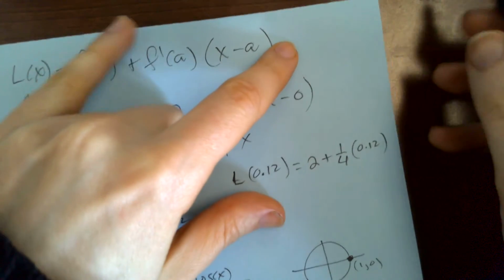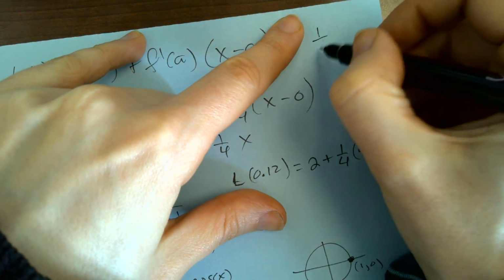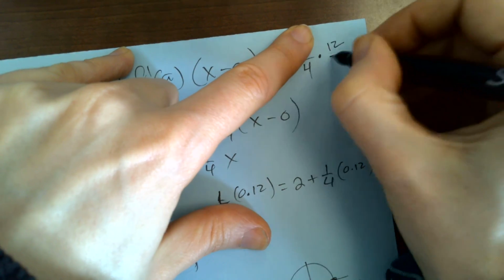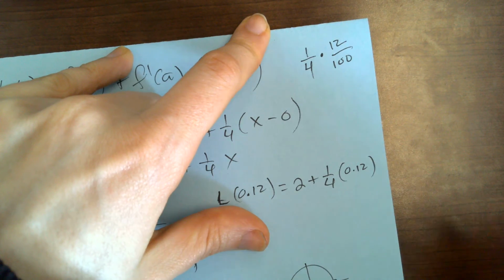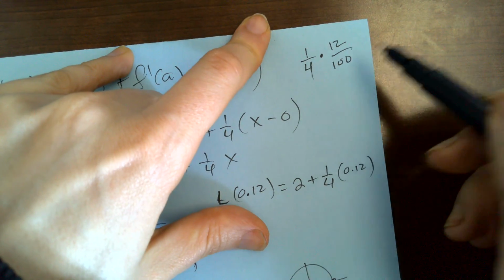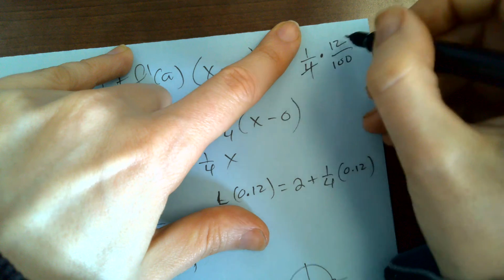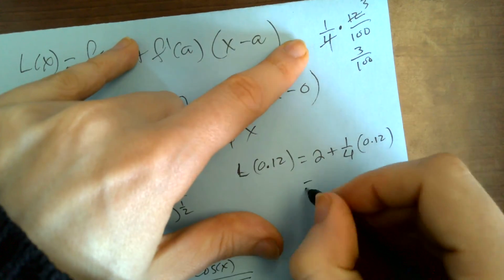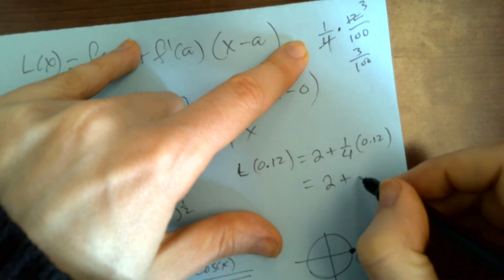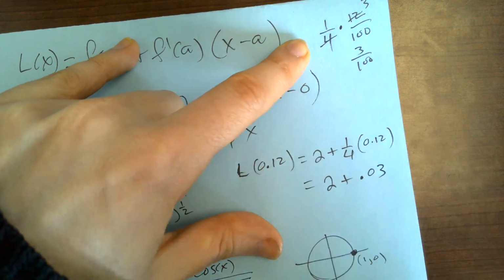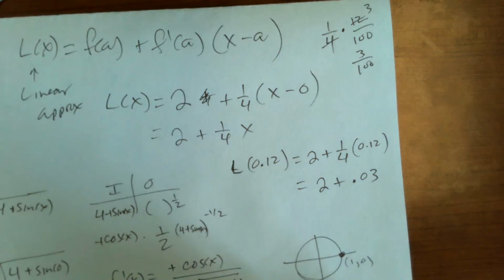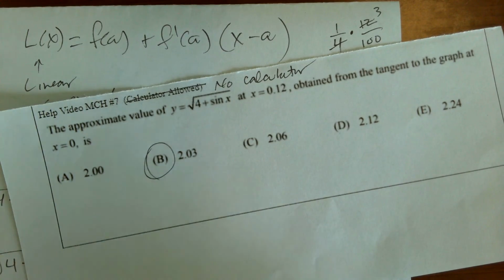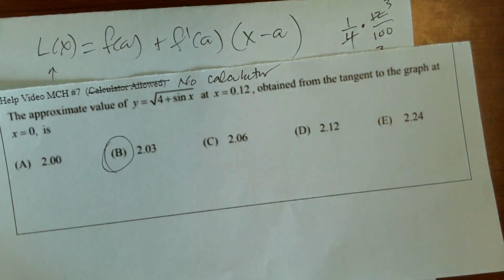All right, now multiplying decimals, that hasn't happened probably for a while. So what I kind of did is, you could do it differently, guys, but I went 1/4 times 12 over 100, because 0.12 is 12 hundredths. And then what you end up with is 3 over 100. So this is really 2 plus 3 over 100, which is 2.03. And then you look at the choices, and it's that one right there. Okay? That was kind of long.